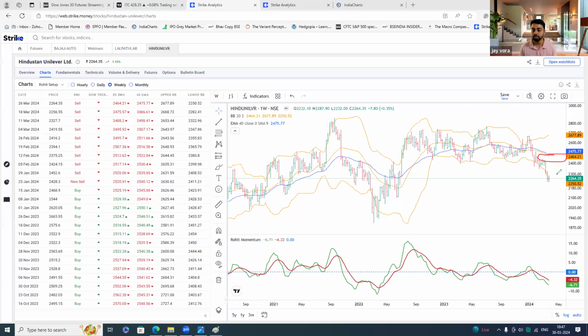But like I told you, there will be bouts of pullback that you will see from time to time. But again, those pullbacks, what may happen is that you might just end up seeing short covering happening on the stock. Okay.